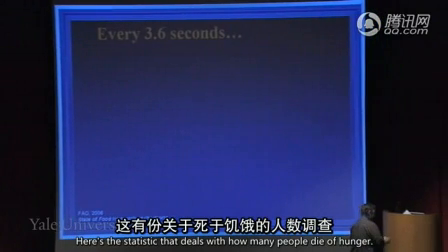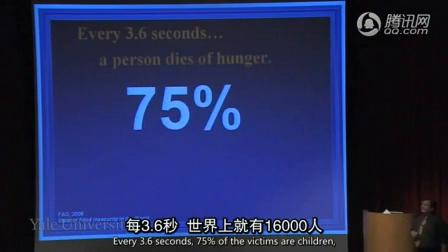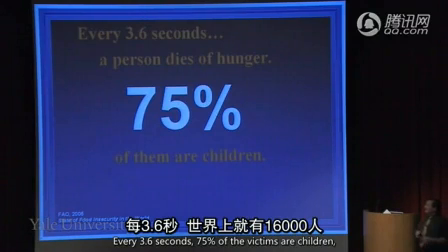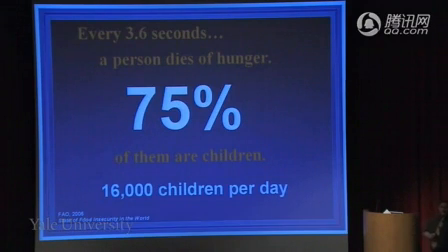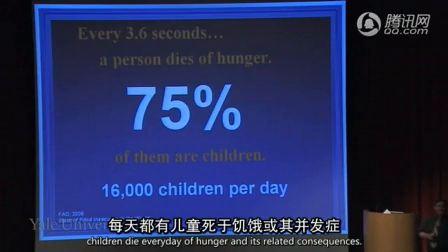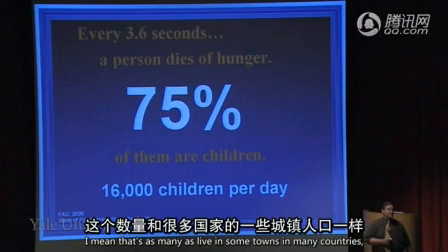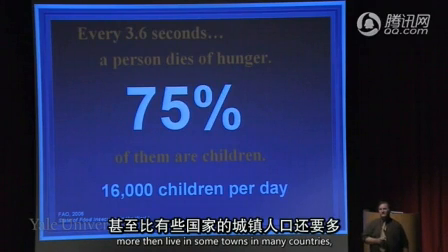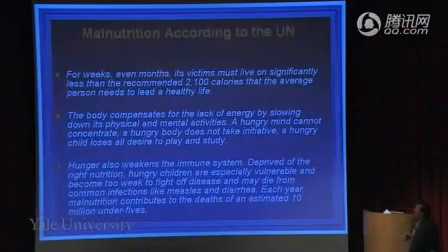So here's a statistic that deals with how many people die of hunger: every 3.6 seconds, 75% of the victims are children. And so 16,000 children worldwide die every day of hunger and its related consequences. That's as many as live in some towns in many countries, and that's how many children are dying every day.